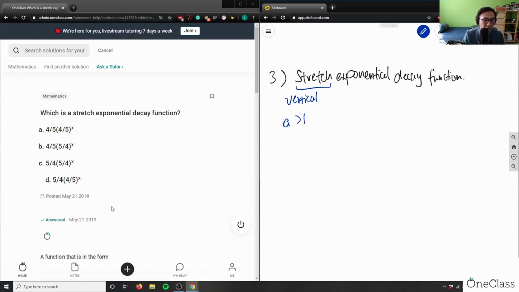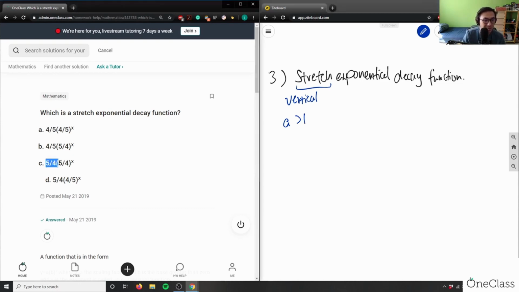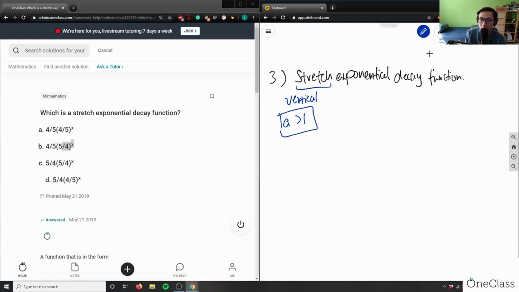So if I look at my answers here, A and B are wrong, right? Because 4/5 is not greater than one, it's 0.8, which means these two are the incorrect answers. So we're looking at C and D now. C and D have a value of A greater than one, but do they have an exponential decay? When we talk about exponential decay, the base has to be between 0 and 1. Let's say the base is b. b has to be between 0 and 1 to get exponential decay, right?